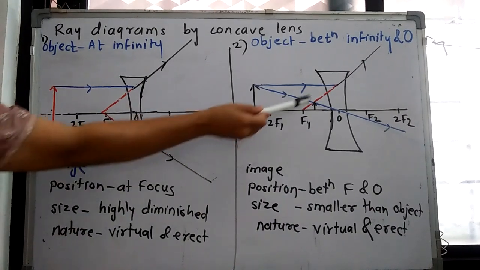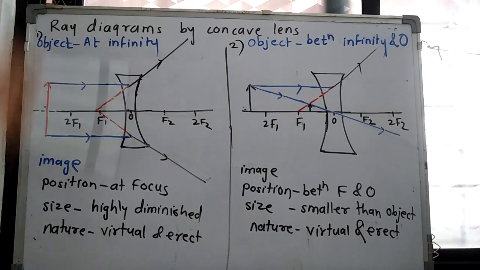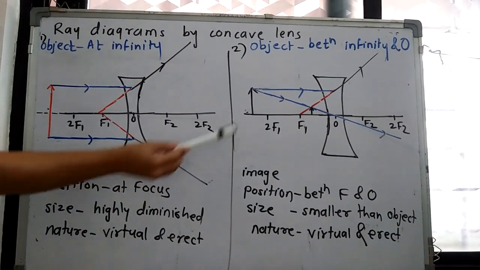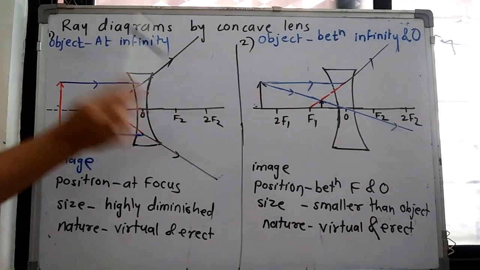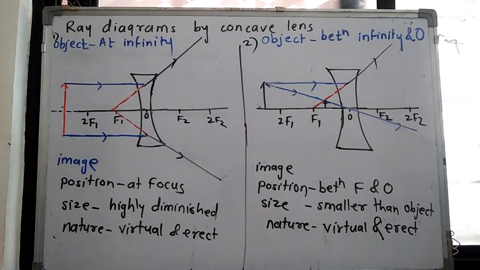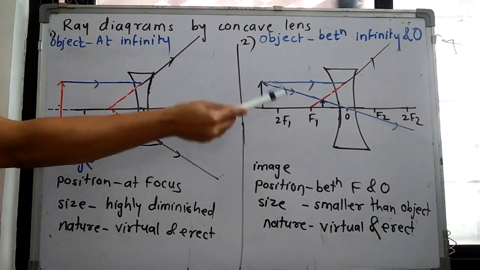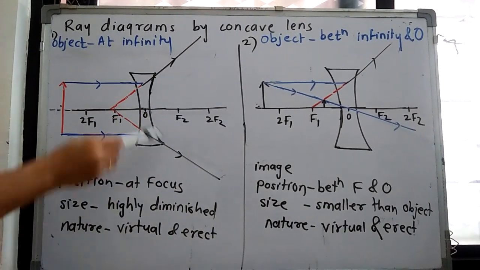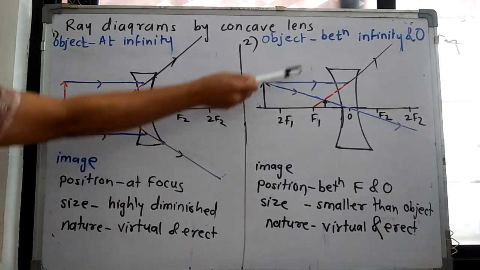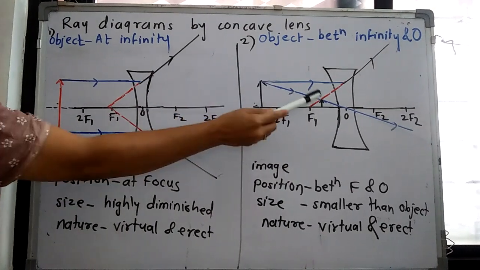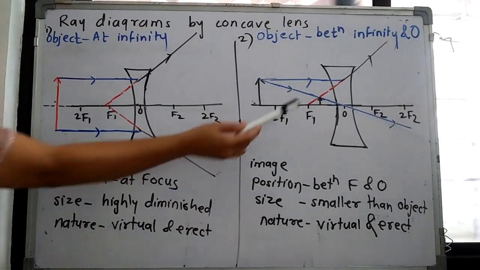But in the refraction it appears to be coming from the focus. So this is the incident ray, that is the refracted ray, and it appears to be coming from the focus. And for the second rule, second ray, it passes through the optical center. So this is the incident ray, and as this is passing through the optical center, the refracted ray traces the same path. So this is the incident ray, refracted ray, and this is the second ray. Both rays intersect here, so we get the image here.